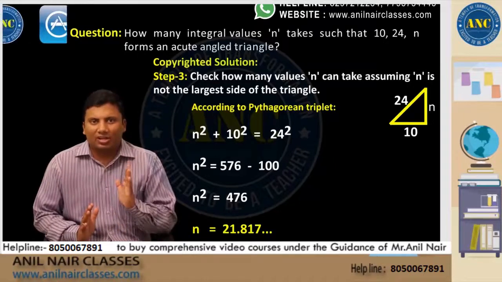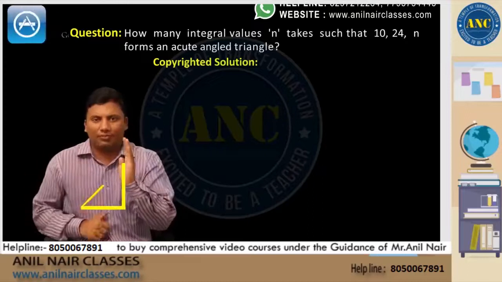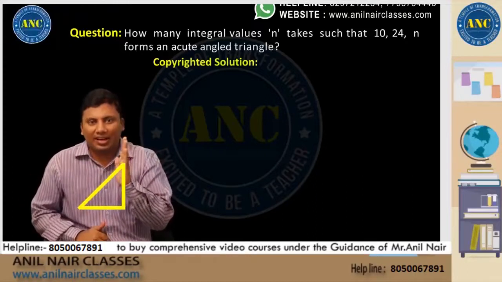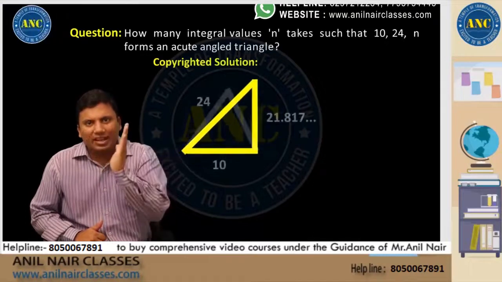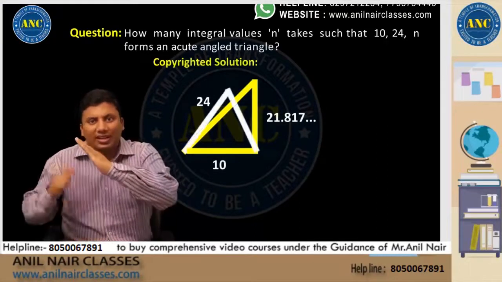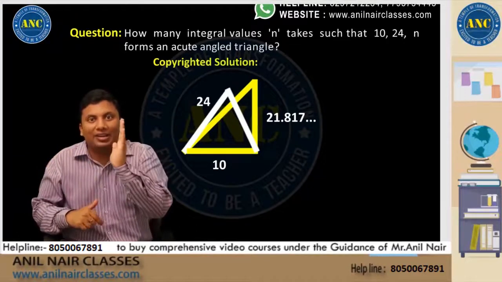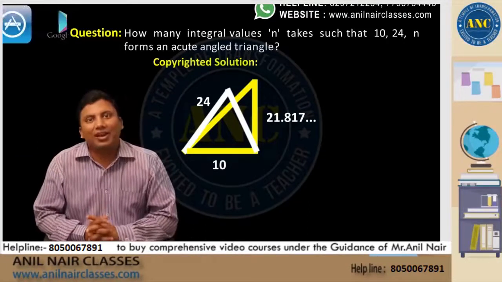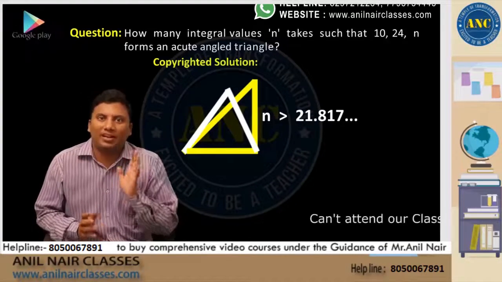Now again think logically. This is n, this is 10 and this is 24. In an acute angled triangle, this height line will go to the right side. If it goes to the right side, the hypotenuse value will decrease, but this height value will increase. If the height value is increasing, that means n will be greater than 21 point something.